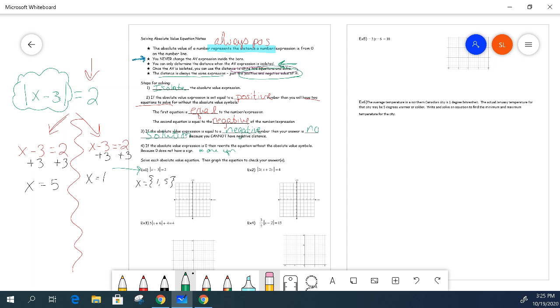So we have three scenarios. One scenario where it's equal to a positive number or expression, and then we split it into two equations. Another scenario where it's equal to a negative expression or number, and there's no solution. There's nothing we can do. Then the other scenario is where it is equal to 0, and then we just have the one equation to solve, because 0 does not have a sign.